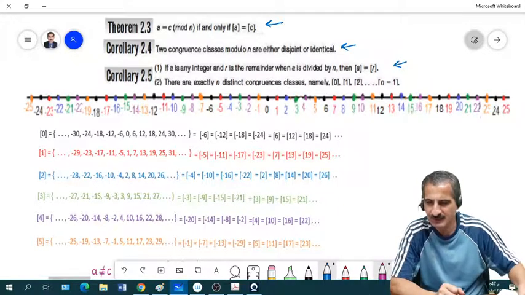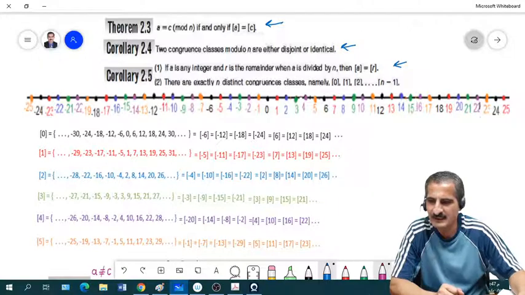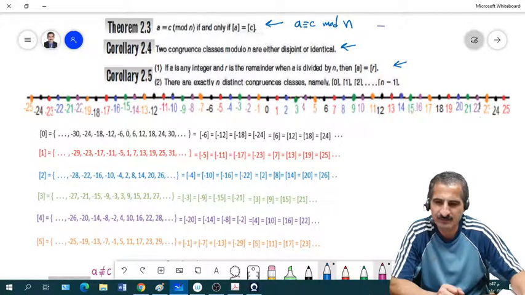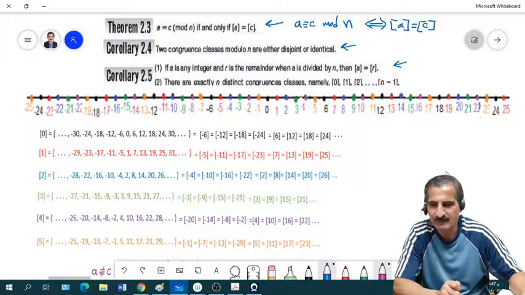In this theorem here, it says if A and C are congruent modulo n, then they give the same equivalence class. This is an important statement. Okay.